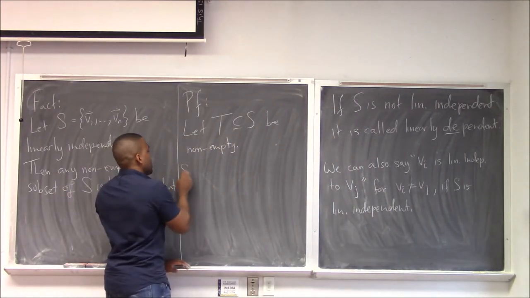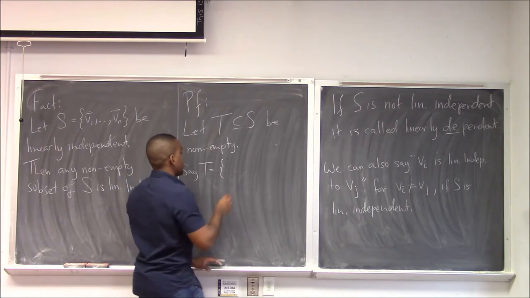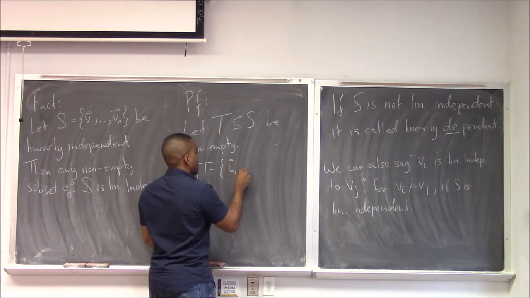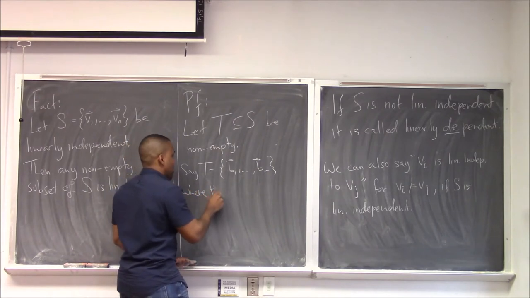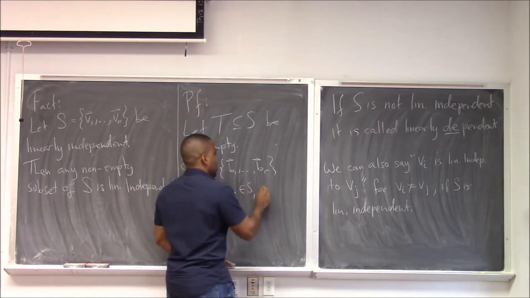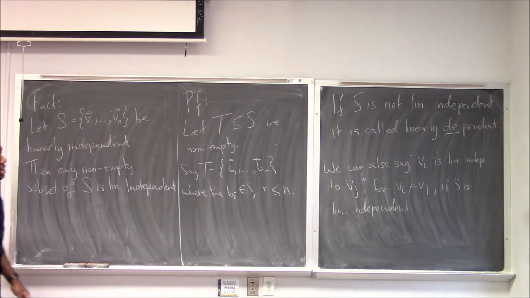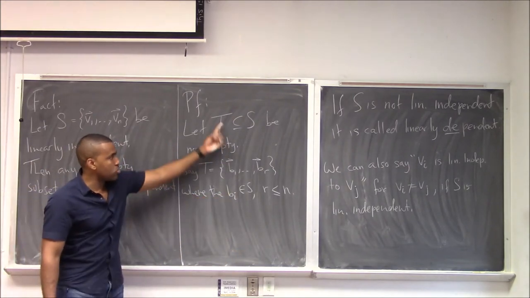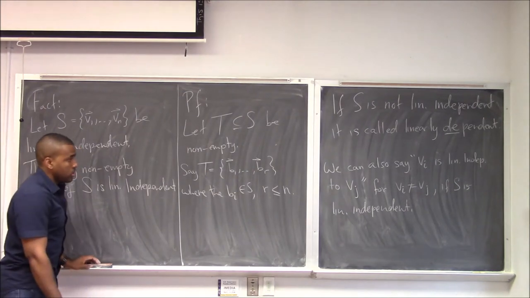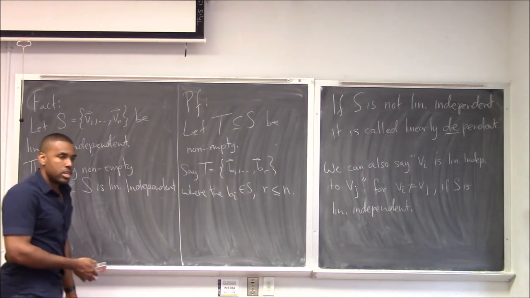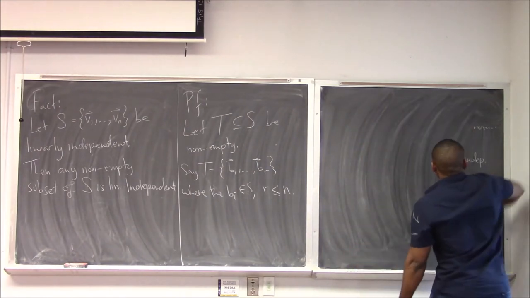But say T is equal to... so I create another set of vectors that I took from S. I just renamed them because I want to number them in the order that I took them, just for aesthetic reasons. So now, how would I show that they have to be linearly independent by the definition? How would I show that if I create that equation, it will only have the trivial solution?